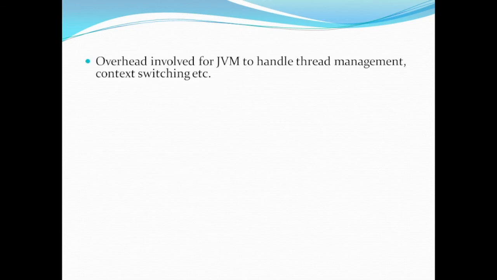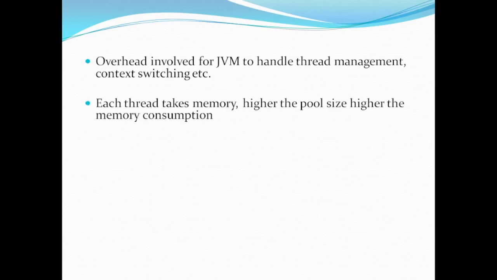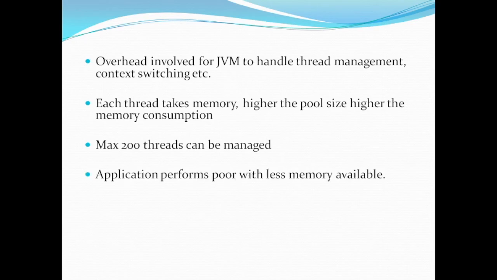One more limitation is that in a thread per request model, there is an overhead involved for the JVM to handle the number of threads created and the context switching between those threads. Each thread takes up memory, and the higher the pool size, the higher the memory consumption. And the maximum size we can configure here is only 200 if it is a Tomcat container. So the application definitely performs poorly with very little memory available.